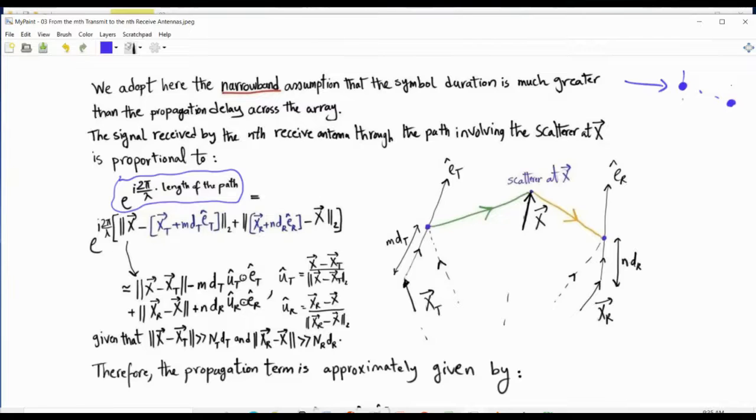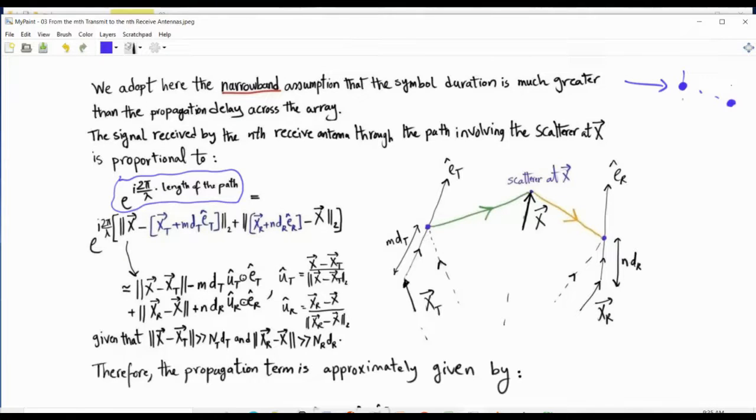Okay, so narrow band, I mean, very annoying. It's like the third use. So narrow band in the first lecture was the bandwidth of the signal is much smaller than the carrier frequency. Narrow band in the second lecture was the bandwidth of the signal is much smaller than the coherence frequency, or the coherence bandwidth of the channel.